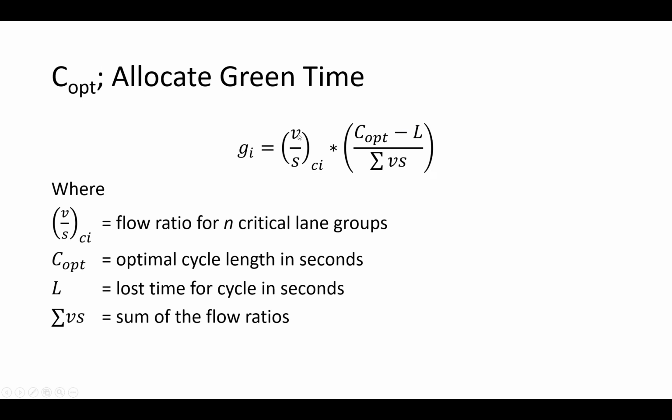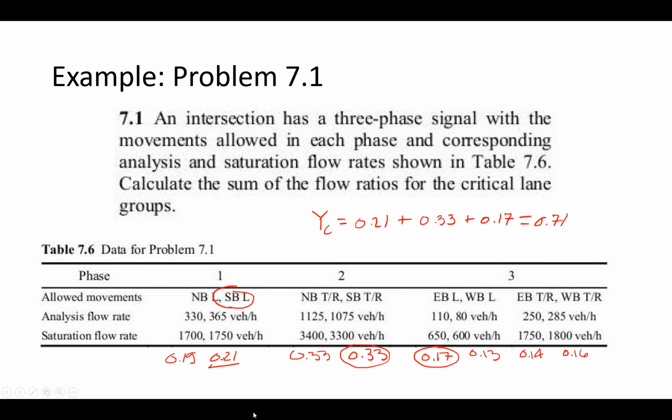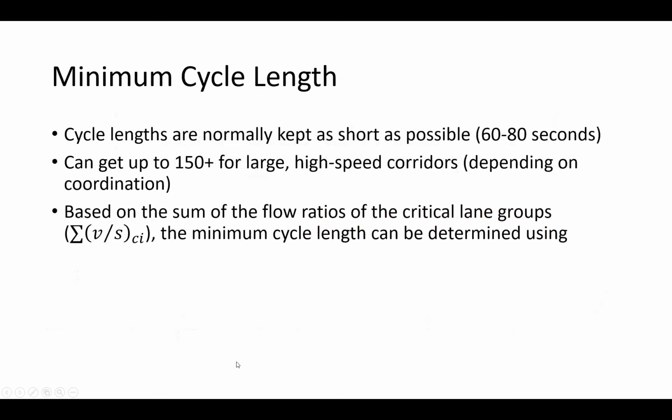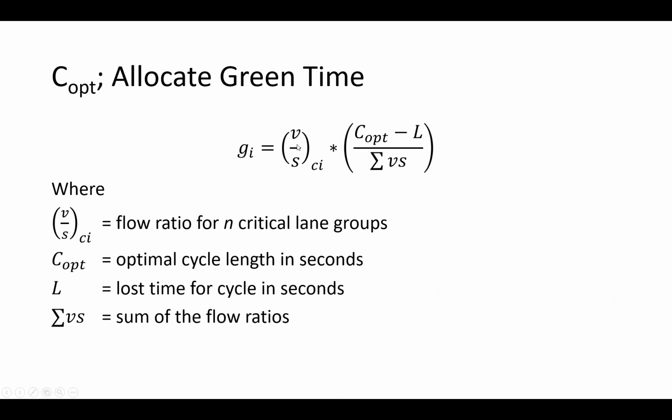So for phase 1, you multiply that times the critical lane group movement for phase 1. For phase 2, the effective green time, you take the critical lane movement for phase 2 times that, and for phase 3, and so forth. So we'd come back to this one and pick these numbers. For phase 1 timing, we'd take 0.21 here and plug that in for phase 1, times the optimal cycle length determined, minus the lost time, over the sum of all of the flow ratios.